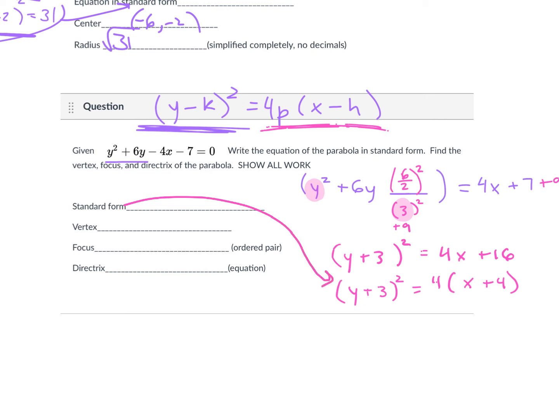What's my vertex? H comma k. -4, -3. Perfect. So I'm going to go to the left 4 and down 3. How can I find my focus?